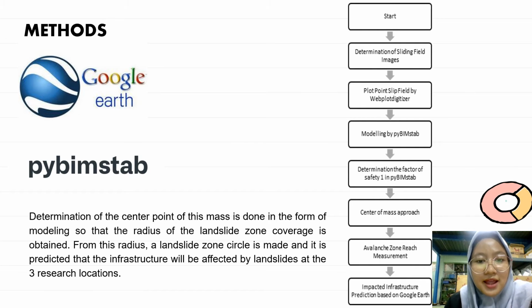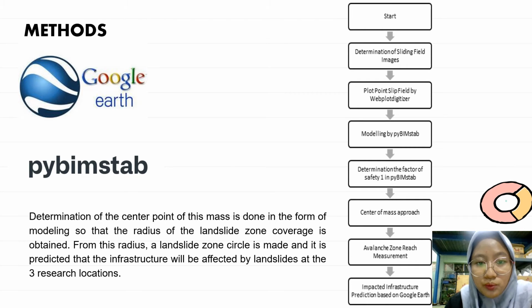We use secondary data of soil physical parameters and cross-sectional images. The data processing stage was first carried out by taking the coordinates of the slope points based on their elevation using Web Plot Digitizer as the first step in modeling the slope plane. These coordinate points will be downloaded in the form of a Microsoft Excel file with columns of X and Y coordinates, to be transferred to the pyBIMstab programming language.